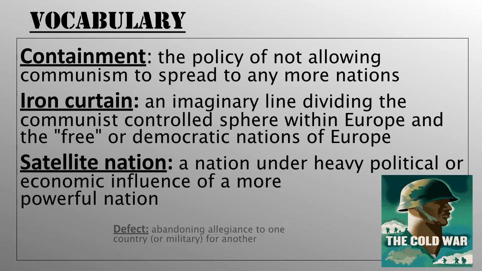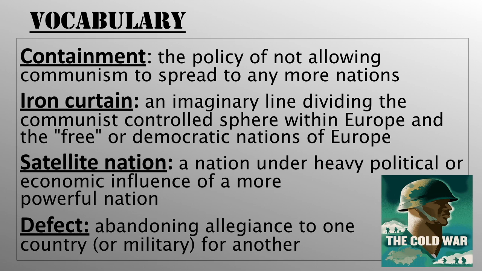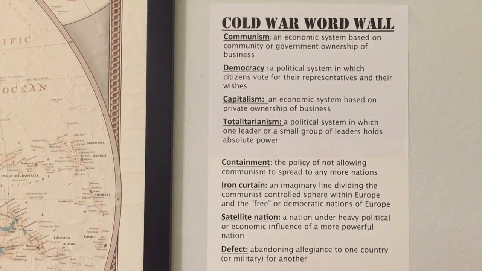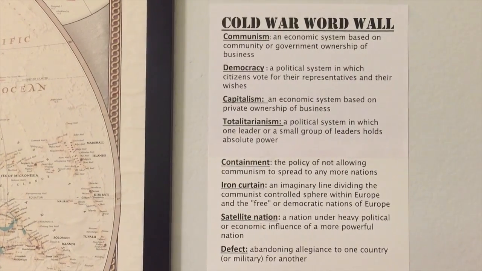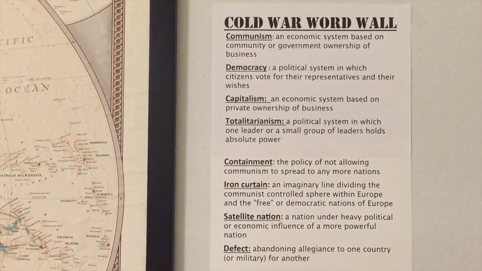Lastly, we have defect. This means to abandon allegiance to a country or military. It can also be thought of as a traitor. And this concludes the overview of the vocabulary on the Cold War word wall.